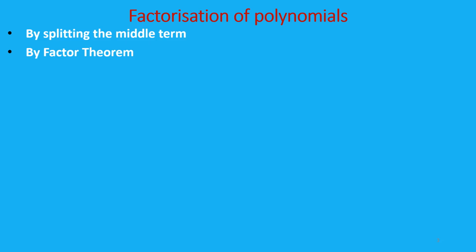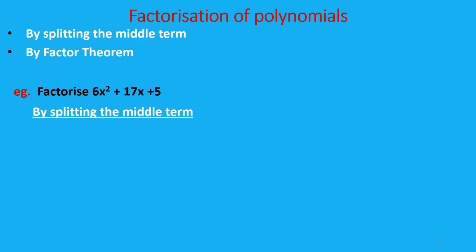So first let's take one example. Example is factorize 6x square plus 17x plus 5. Now, what we will do, first we are using the first method, that is by splitting the middle term. Now, please try to recall, in 8th standard, we have done the factorization of algebraic expressions by splitting the middle term. The same method we are going to use here.